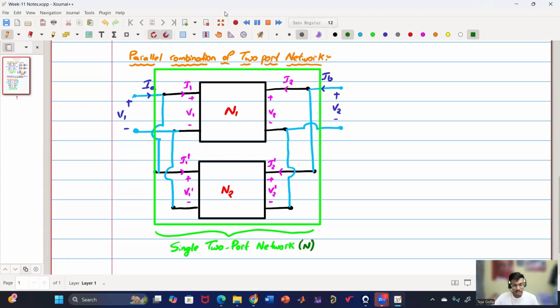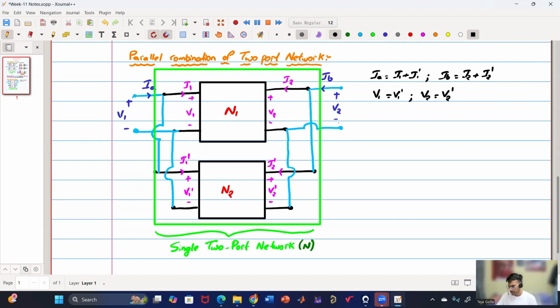Okay, someone mentioned in the chat, IA is I1 plus I1 dash and IB is I2 plus I2 dash. Yes, very good. So IA is equal to I1 plus I1 dash and IB is equal to I2 plus I2 dash. And we have V1 equal to V1 dash because they are in parallel connection, and V2 is equal to V2 dash.